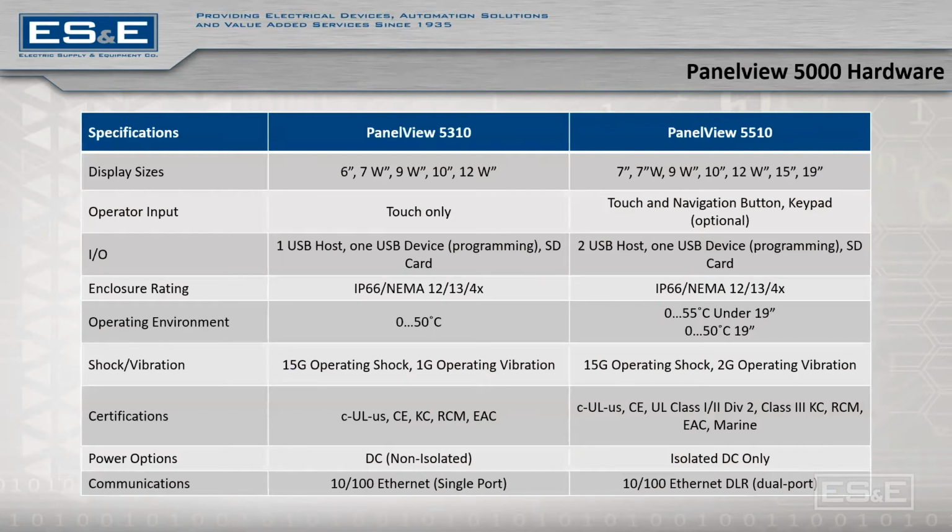I'm going to highlight just a few major differences between the two hardwares, such as the 5310 only has touch capability, as well as only has a single Ethernet port, whereas the 5510 has touch and a built-in navigation button and a keypad option if you ever wanted to do that. Plus, it also has the DLR port, so dual Ethernet port with the same IP address.